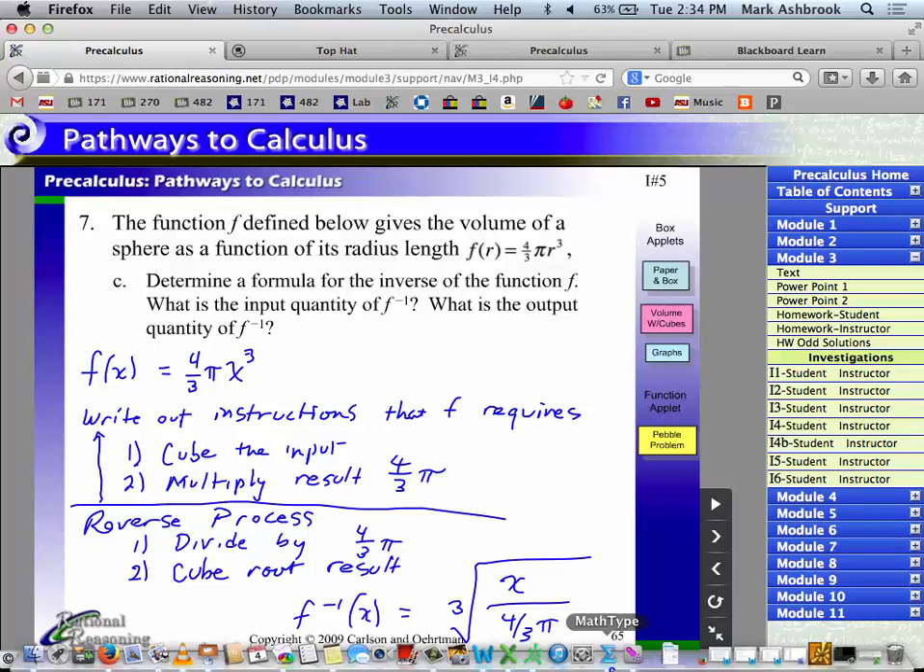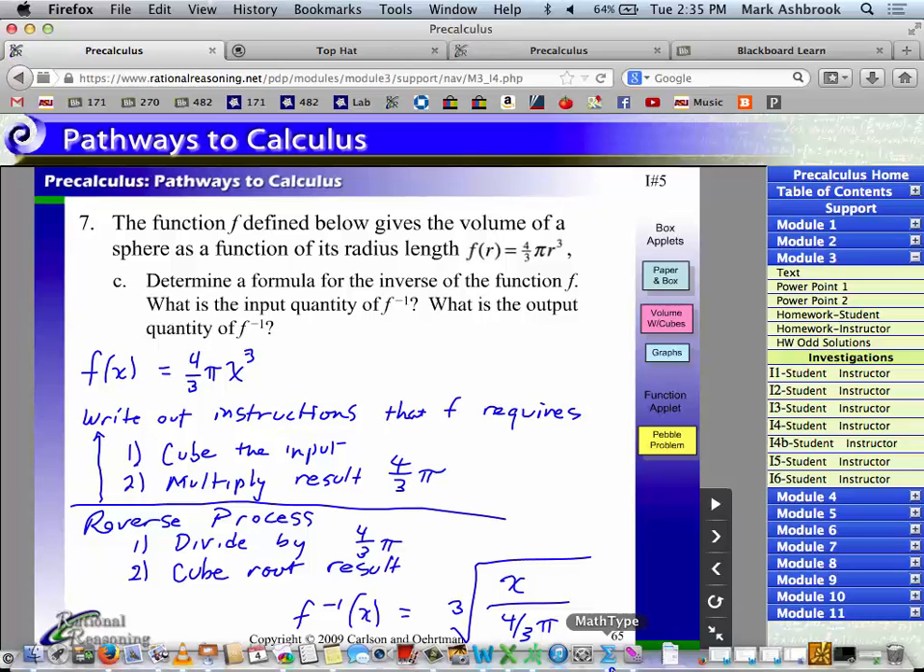So I want you to do that for 8e. You can use all that space there on question 8. It's really small: F of x is 2x minus 5, all over 6. That's 8e. First, write out the instructions for F. Write out the instructions for the reverse. And then write the function.